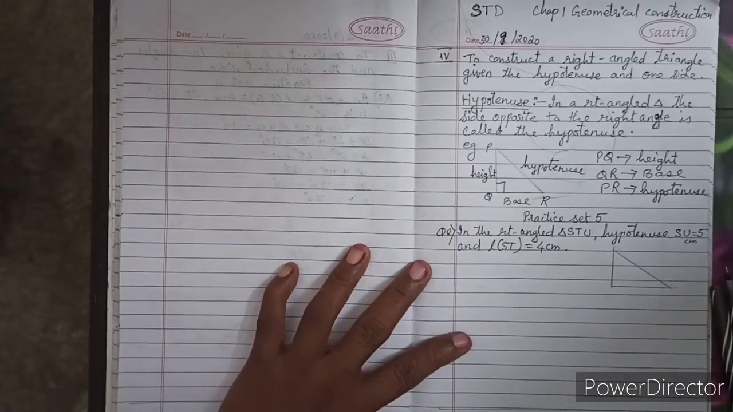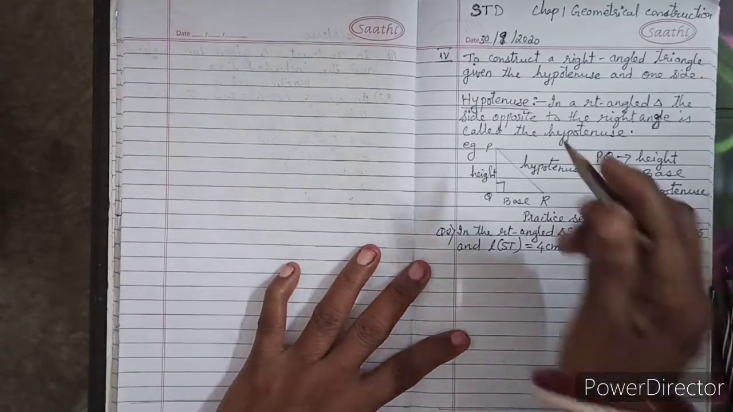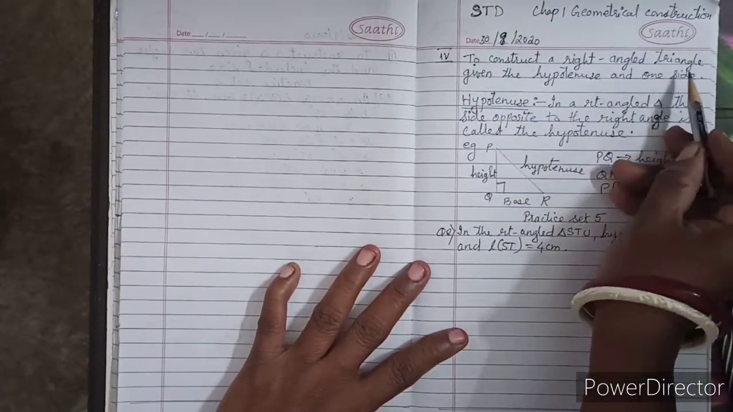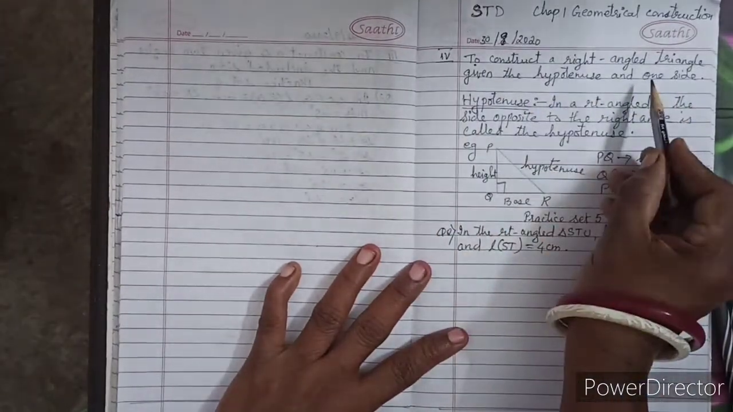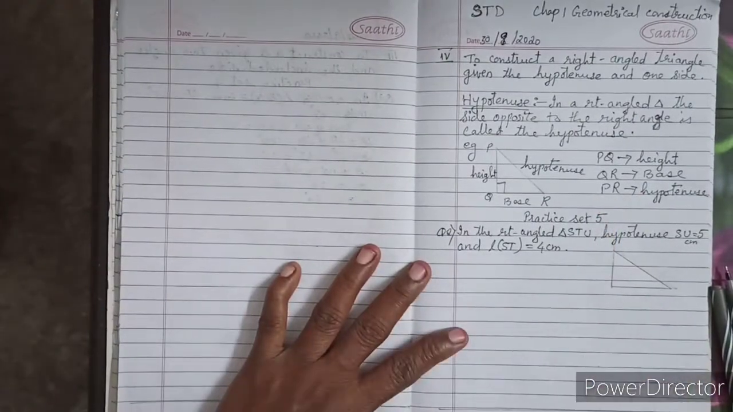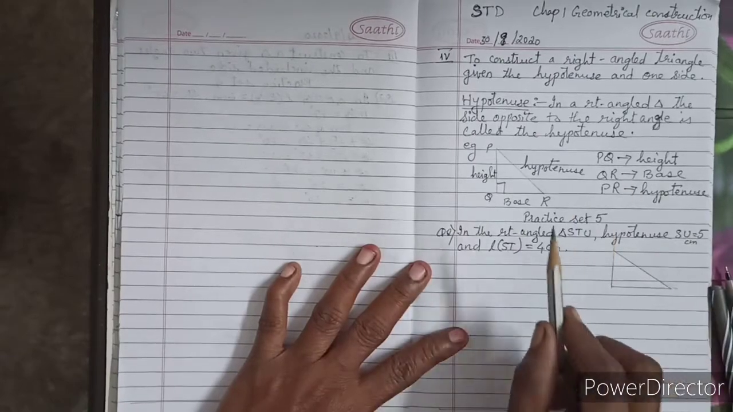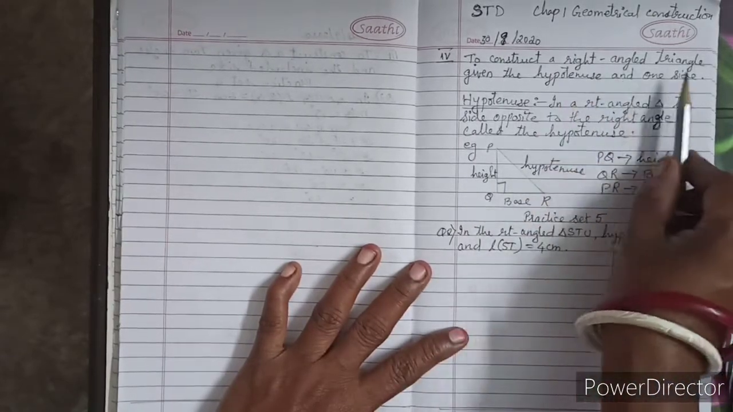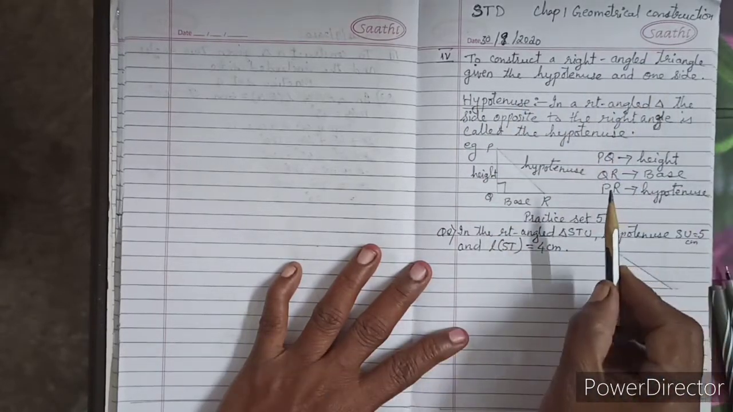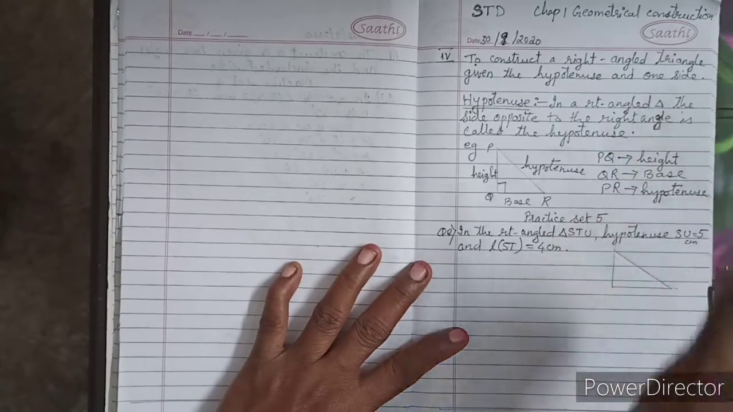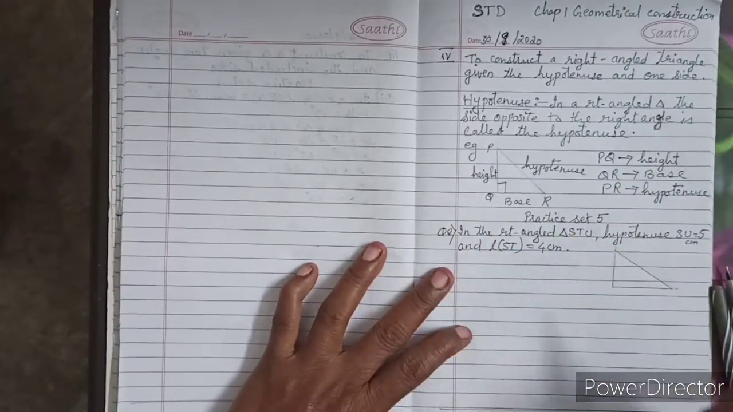Now see, this is the construction of triangle. To construct a right angle triangle, given the hypotenuse and one side. What is a right angle triangle? If one angle of a triangle is a right angle, that is 90 degrees, then the triangle is called a right angle triangle. The hypotenuse measure is given and one side measure is given. So we have to construct the right angle triangle.